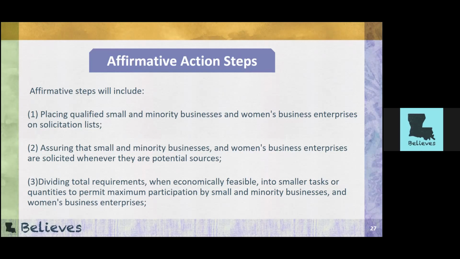Additional affirmative action steps that must be included in your solicitation are establishing delivery schedules where the requirement permits, which encourages participation by small and minority businesses and women's businesses, using the services and assistance as appropriate of such organizations as the Small Business Administration and the Minority Business Development Agency of the Department of Commerce, and requiring the prime contractor, if subcontracts are to be let, to take the affirmative action steps listed in 1 through 5.